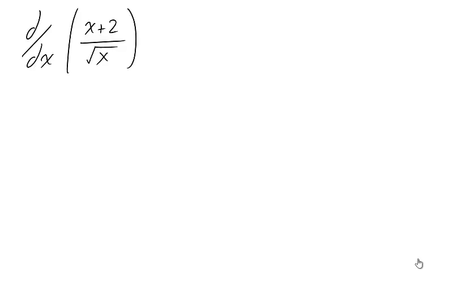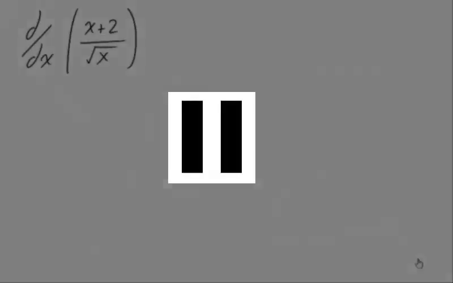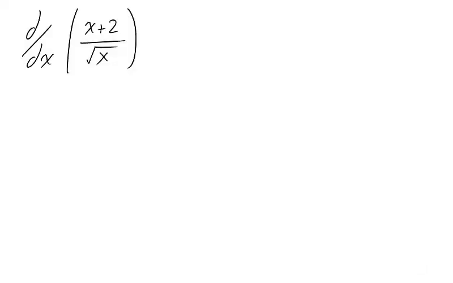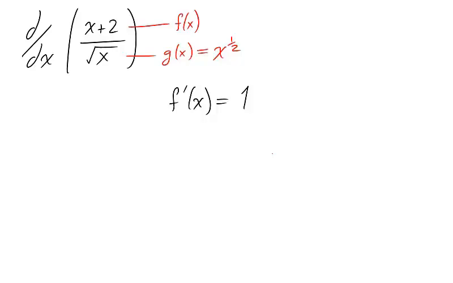Let's finish with the last example. Pause and challenge yourself by finding the derivative for this expression. One way to begin is by using the quotient rule. We can call the numerator f and the denominator g. Using the power rule, we find that the derivative of f is 1. And rewriting the square root of x as x to the 1/2, we can use the power rule to find the derivative of g.